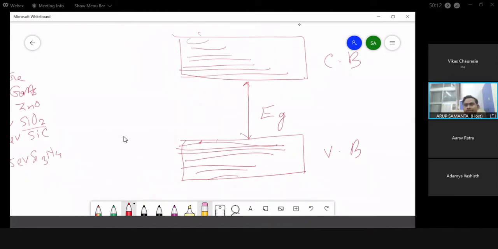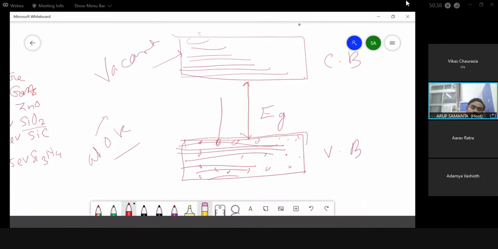So electrons at the lowest temperature fill these states. All electrons occupy the valence band, and the conduction band is completely unfilled. These are vacant states at 0 Kelvin temperature. Now, if we increase the temperature, what will happen? The electron can gain energy and reach up here.